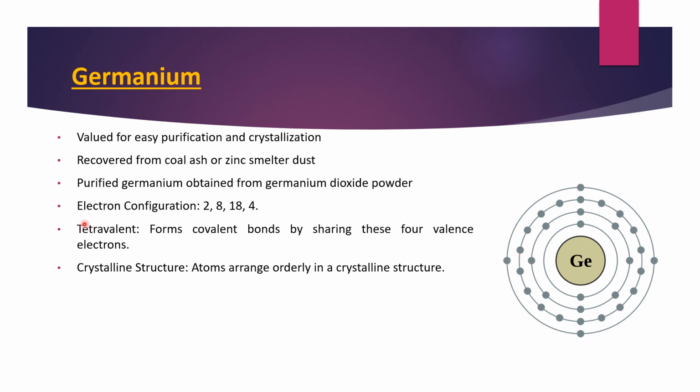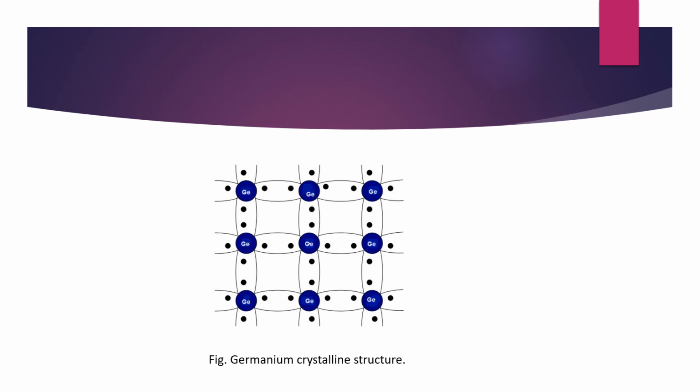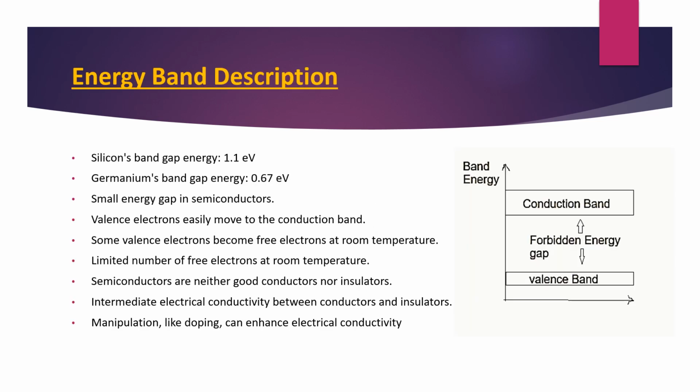So we can say it's a tetravalent element, and it also has the same crystalline structure as silicon. Why is it the same? Because we consider valence electrons while making the crystalline structure. There were 4 valence electrons in silicon, and there are 4 valence electrons in germanium. So yes, the crystalline structure of both is the same.